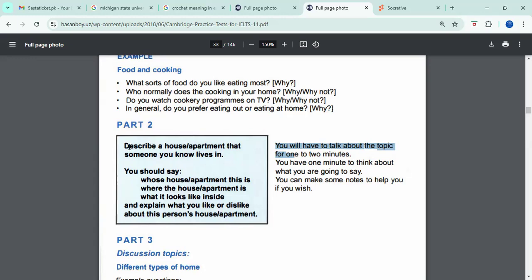And this cue card has two parts. The first part is the topic description, and the second part is the prompts which should be covered in your talk. The first part is, for example, from the test in book 11: describe a house or apartment that someone you know lives in. And the second part is the questions: whose house is this, where this house is, what it looks like, and explain what you like or dislike about this house. This needs to be covered in your own talk. The examiner should not have to ask you any of these questions at the end. If the examiner is asking, it means that you have not covered them.